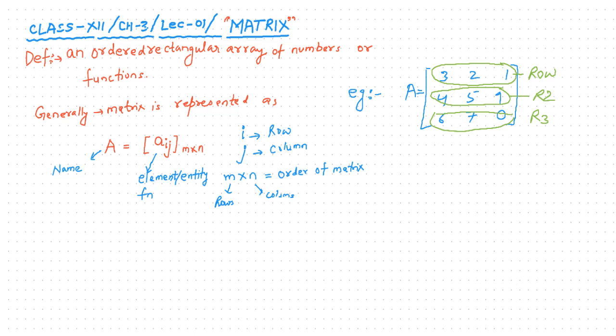Similarly, columns. Columns are the elements present along the vertical axis. This 3, 4, and 6 is column 1. Similarly, 2, 5, 7 lie in column 2. And 1, 9, and 0 are in column 3.